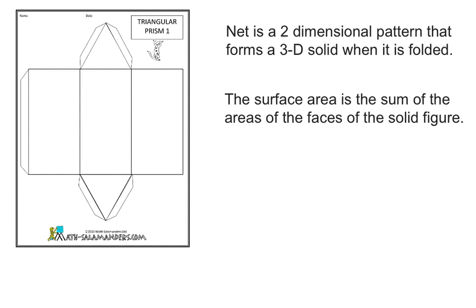So key information, I want to talk about what a net is. A net is a two-dimensional pattern that forms a 3D solid when it is folded. So I have a picture here of a triangular prism net, and you can probably visualize that if you cut this pattern out and folded it, you would have 3 rectangles and then 2 triangles on the ends, and it would fold up into a nice triangular prism.